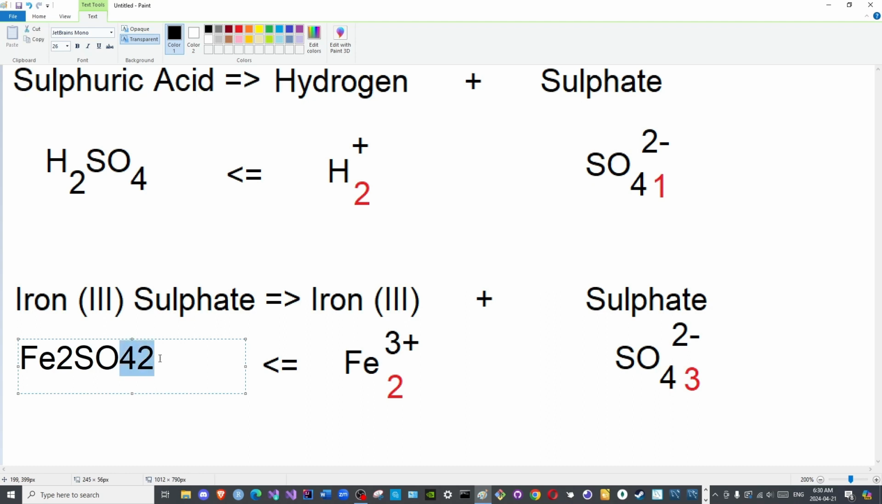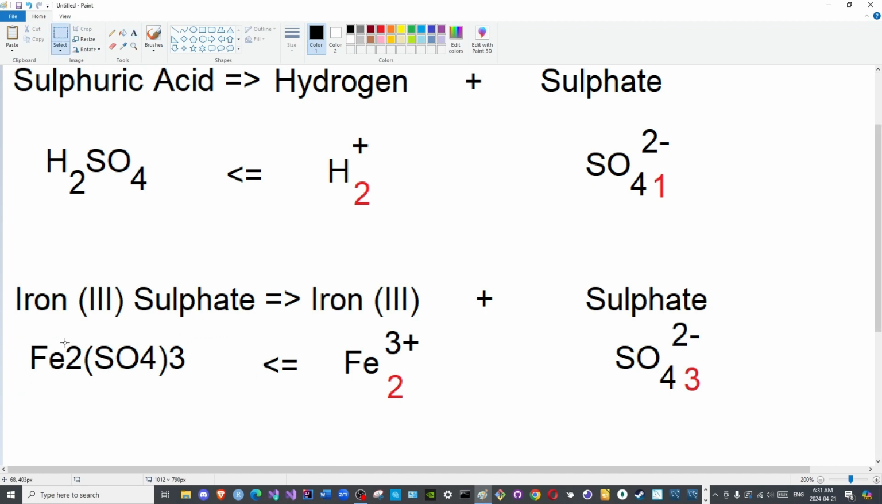However, you cannot have two subscripts clashing with one another. Oh, sorry, 3, not 2. This 3 represents the sulfate altogether. This 4 represents oxygen by itself. So we surround the sulfate like so, and then let us create the subscripts accordingly. Pull it downwards here, pull it downwards here, and pull it downwards here. So this is the chemical formula for iron 3 sulfate.